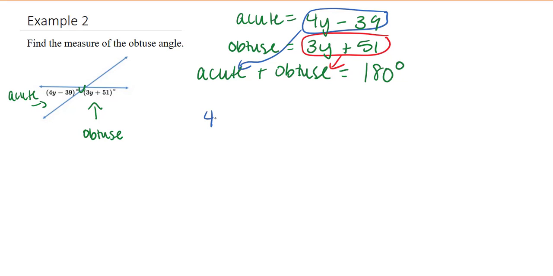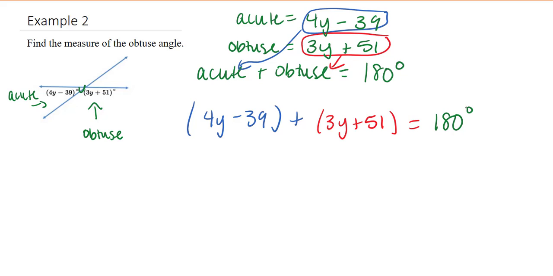So we know 4y minus 39 plus 3y plus 51 is equal to 180 degrees, because it's a straight line, and a straight line is equal to 180 degrees on one side.